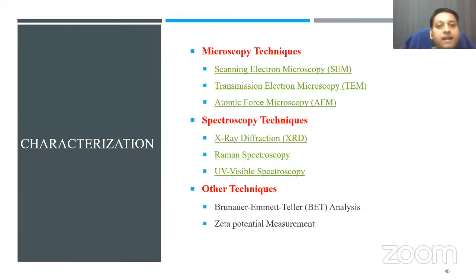Now we come to the characterization techniques. Why are characterization techniques required? They are required to determine whether we are able to achieve the desired property out of the shaped nanomaterials. Nanomaterials are shaped by our different techniques, and we need to characterize those. For that, different techniques are used.